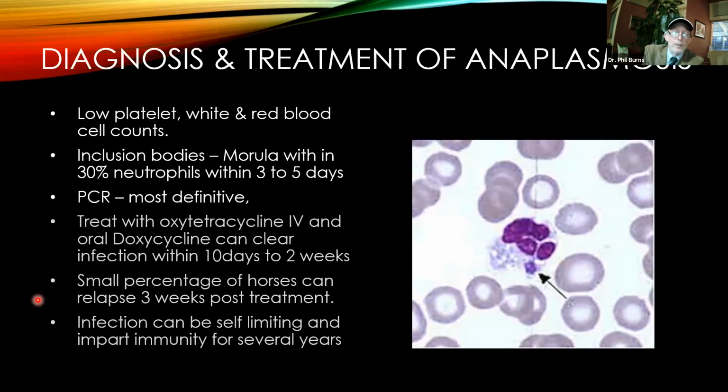The good news with anaplasm is that when you treat with Oxytet, it has a really good outcome typically if we get to it soon enough. Treatment is 10 days to 2 weeks. You can start with IV, which is preferred, to hit it hard early, and then switch to an oral doxycycline. A small percentage of horses will relapse 3 weeks post-treatment, and infection can be self-limiting and impart immunity for several years.